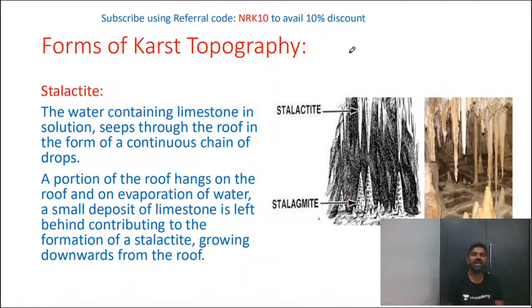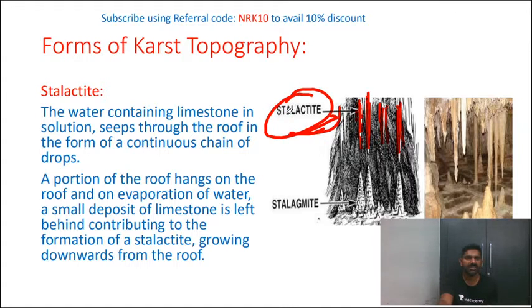Now coming to the depositional landforms. What exactly happens? Inside those caverns, water keeps on coming, and this water will have soluble limestone. Slowly the limestone will get deposited like this, and it keeps on hanging from top to bottom. Whatever is hanging from top to bottom is called stalactites. These are sediments formed on account of limestone or dolomite, and they are called stalactites.